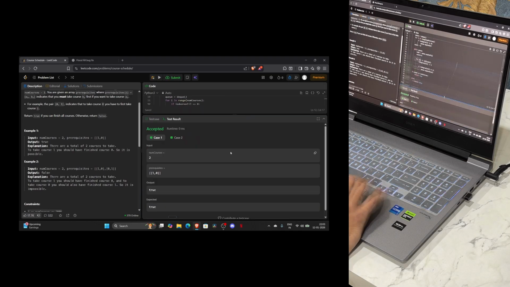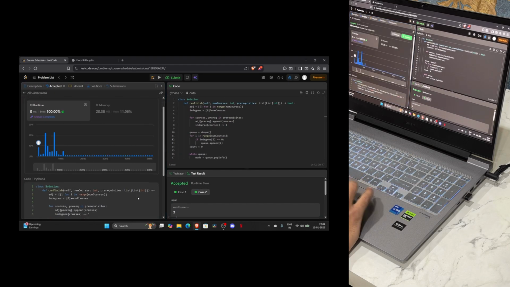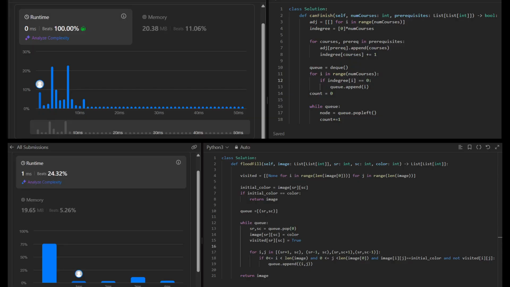I wrapped up the session by saving screenshots of the accepted runs, a satisfying confirmation that the concept had genuinely clicked and translated into working code.